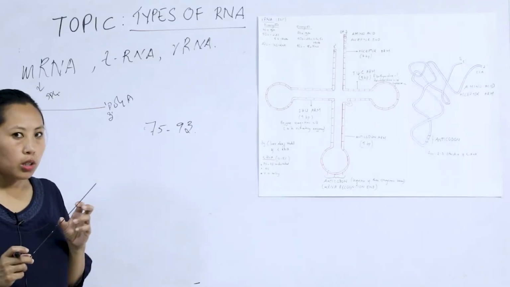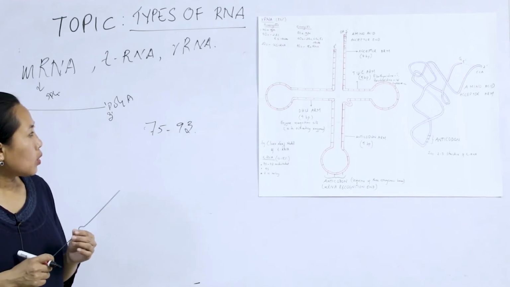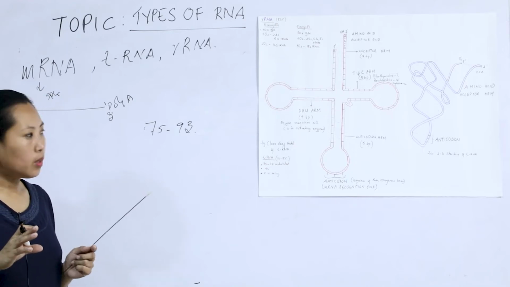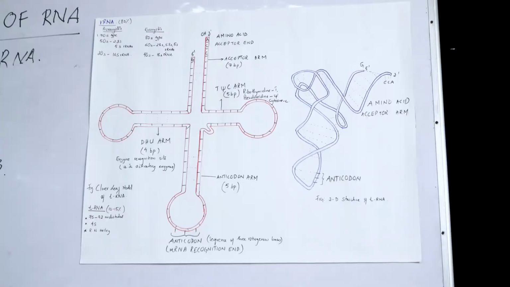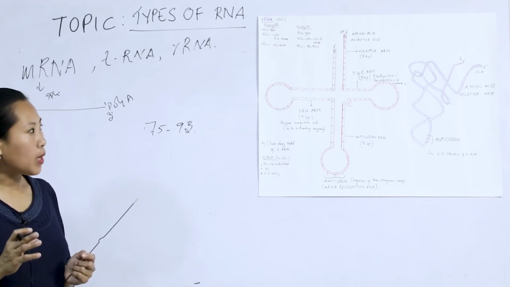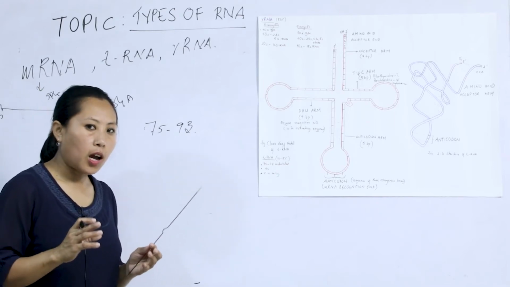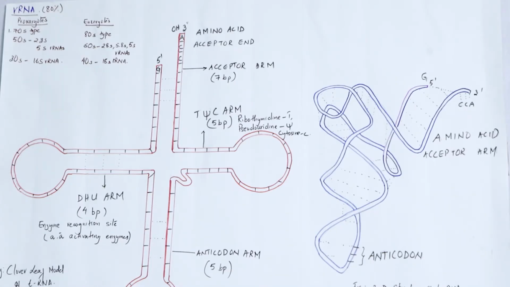Okay, so let's look into the clover leaf model of tRNA. This clover leaf model consists of 4 arms, 1, 2, 3, 4, and 3 of which are loop-like, and 1 is stem-like. The stem arm of tRNA has both 3' and 5' ends, and the 3' end of the tRNA has a hydroxyl terminus, while the 5' end of the stem has a guanine monophosphate terminus.